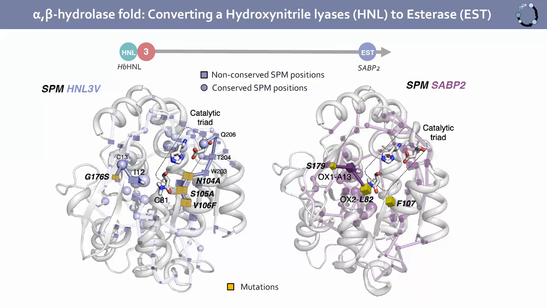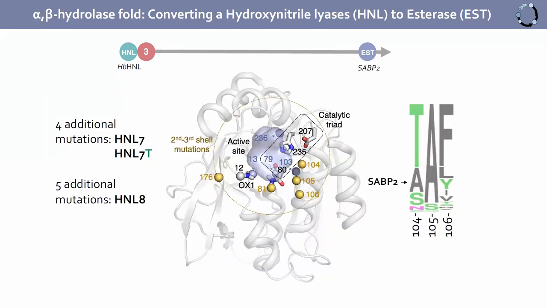So this basically leads us to eight mutations. So basically the three mutations that we already introduced plus five, all of them that we identified. And we decided to ask them to try the 7 and the 7T.